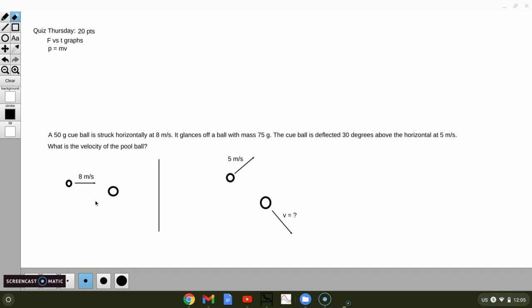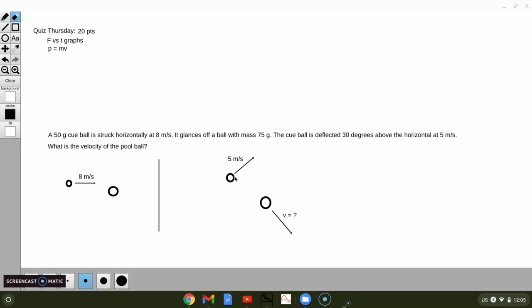Now, one thing to keep in mind. I've kind of drawn this here a little bit. Cue ball has a mass of 50 grams, struck perfectly horizontally, glances off this ball that has a mass of 75 grams. It is initially at rest. All right, I should have said that in the problem, but it's not.